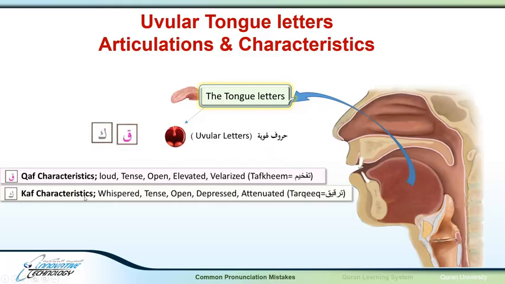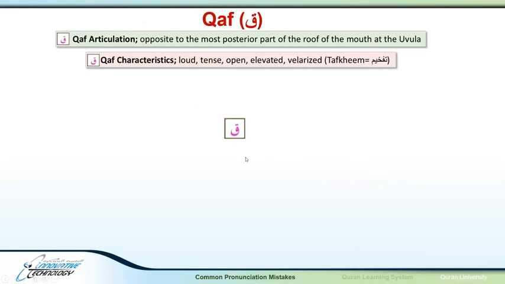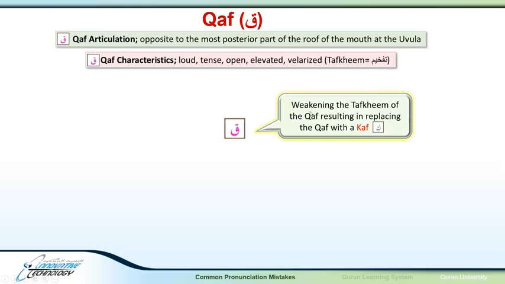The kaf is characterized by being whispered, tense, open, depressed, and attenuated, which means that it has tarqiq. So the kaf has tarqiq, it's attenuated, while the qaf has tafkhim, and it's velarized. Let's start with the mistakes of the qaf. The first mistake is weakening the tafkhim of the qaf, resulting in replacing it with a kaf.